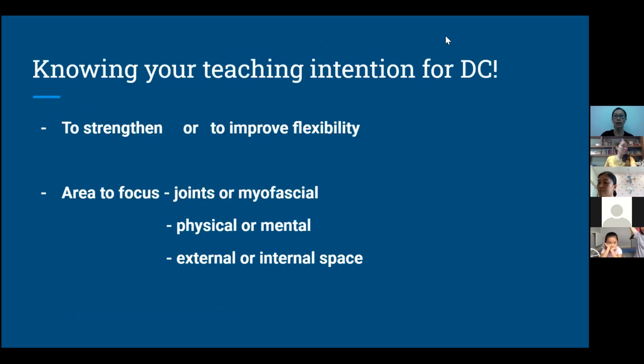Now, knowing your teaching well, what is your intention for your dance conditioning? Do you want to strengthen, or do you want to improve flexibility? You have to know your intention when you come to designing your program. They are different. The area to focus: do you want to work on your joints, or do you want to focus on your myofascia? Myofascia is the muscles and fascia. They are interrelated, like I say, muscles and fascia are all close together.